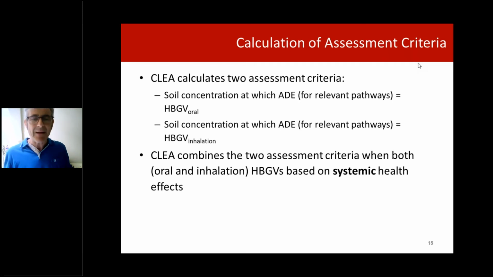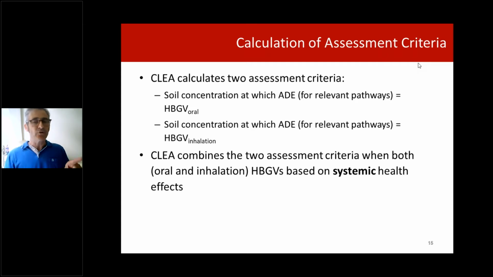Now, what I mean by systemic health effects is the effect occurs away from the point of entry. So if you ingest arsenic and it causes lung cancer because it gets into the bloodstream, gets to the lungs, and that's where it does the damage. It uses the blood system to get around. That would be a systemic effect.